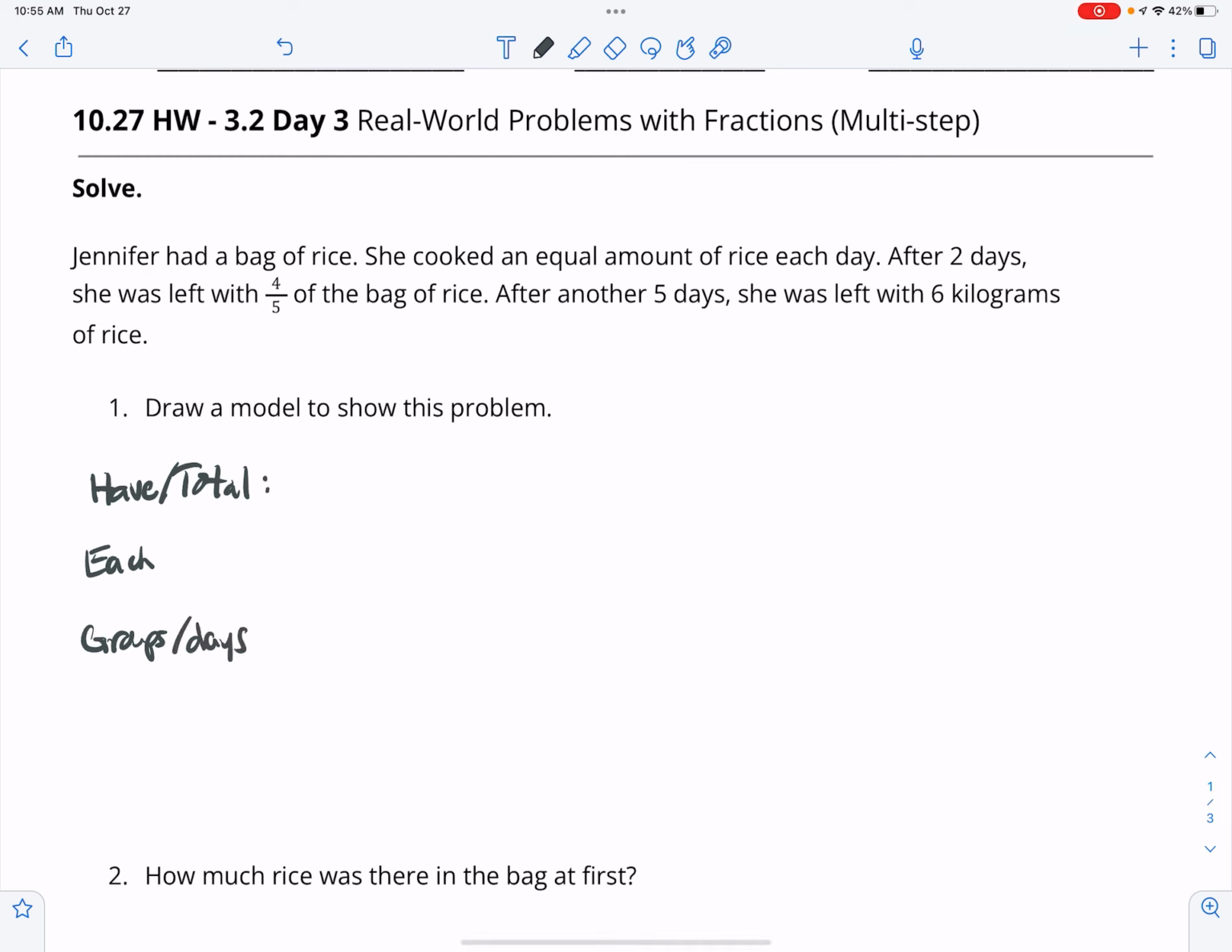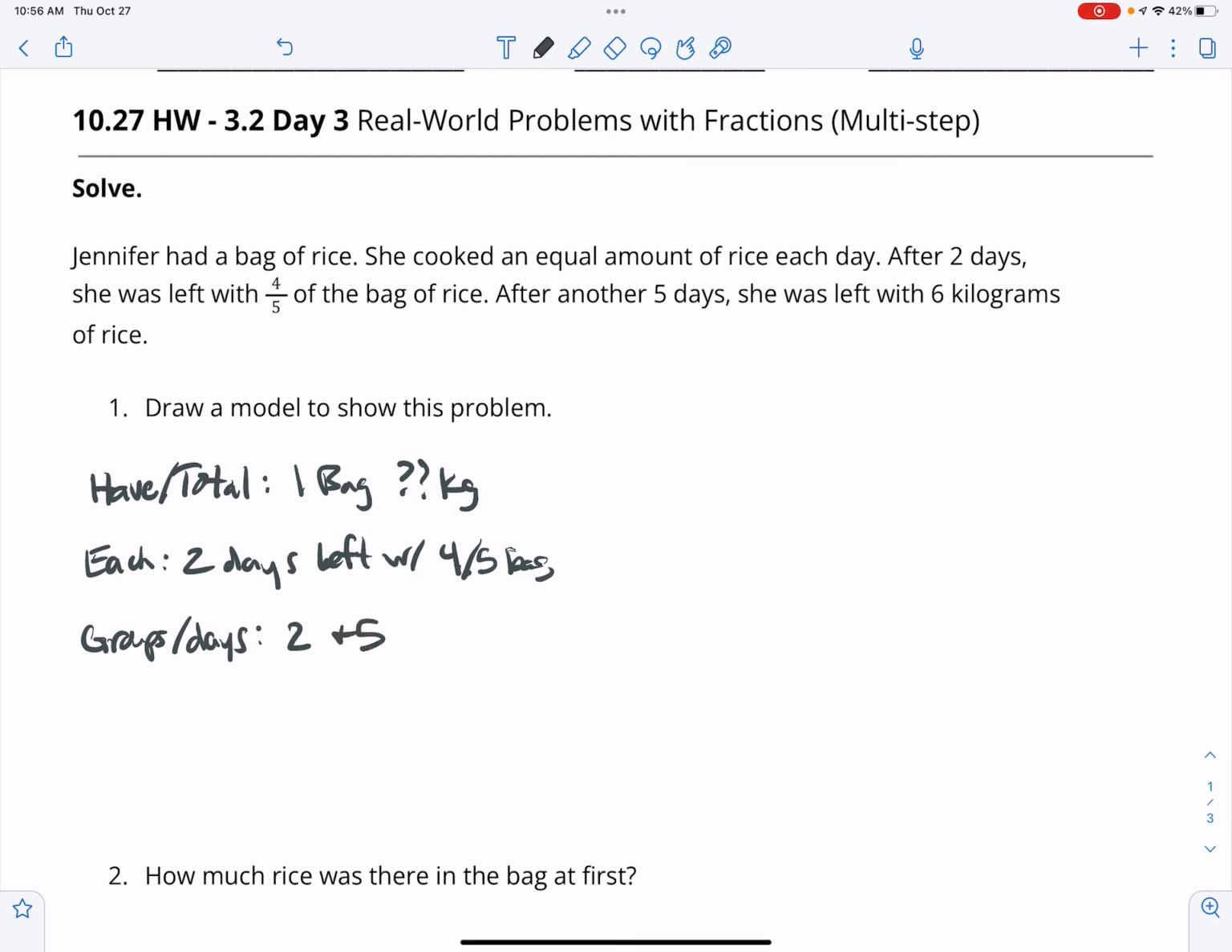So we know that Jen has 1 bag of rice of an unknown number of kilograms. We know that each day she cooked an equal amount, and that after 2 days she was left with 4/5 of a bag of rice. So 2 days, left with, and we do know some amounts of groups or days. So we have 2 and we have 5.